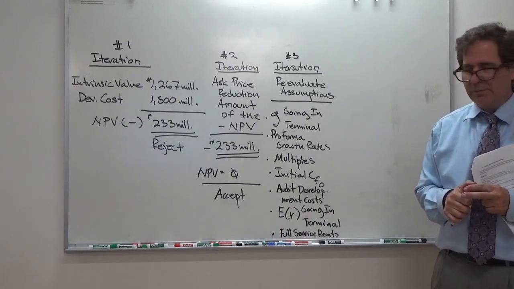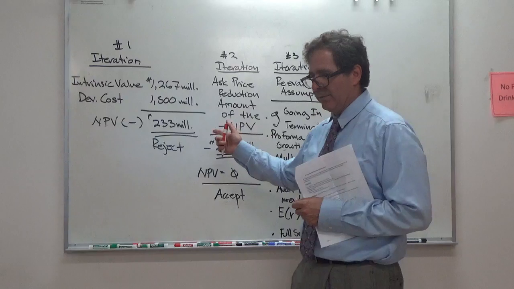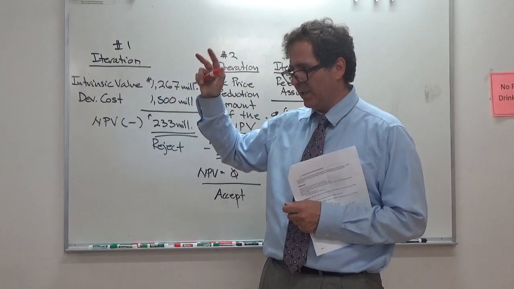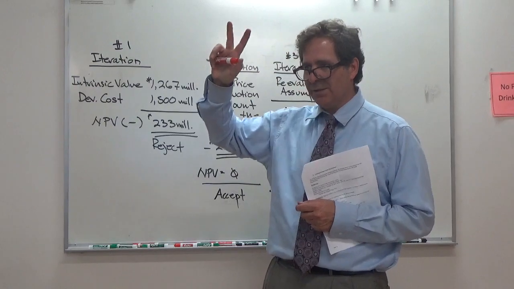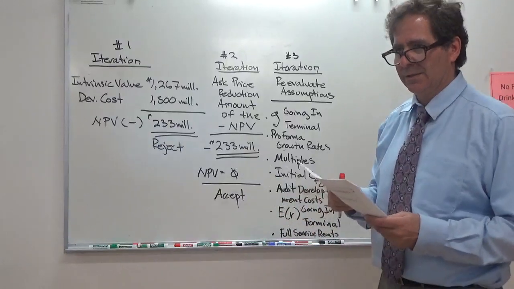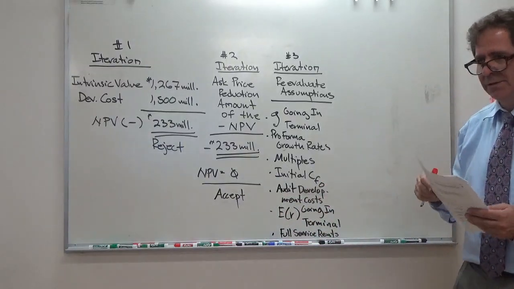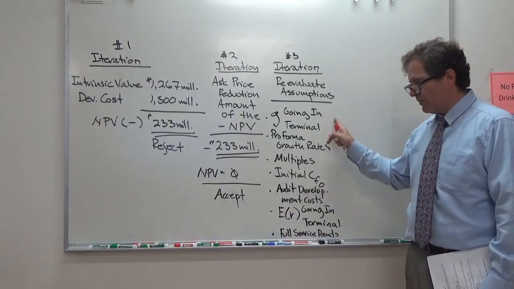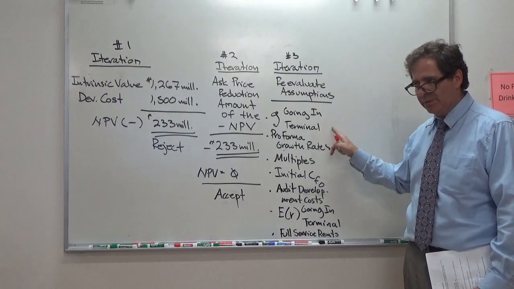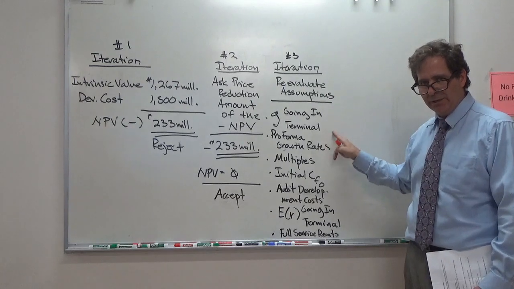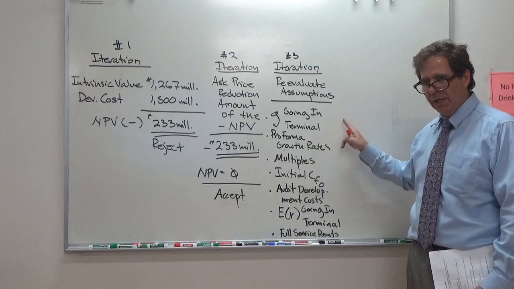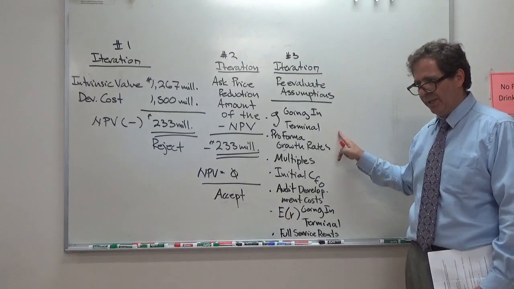So we got a negative net present value of 233 million. You guys need to watch this. This is important. This is the most important part of the class. Did I over or underestimate the going in and the terminal growth rates? Too low. So I underestimated it.